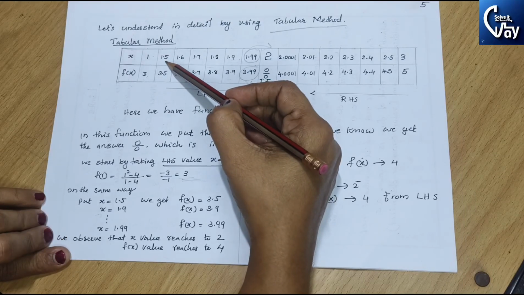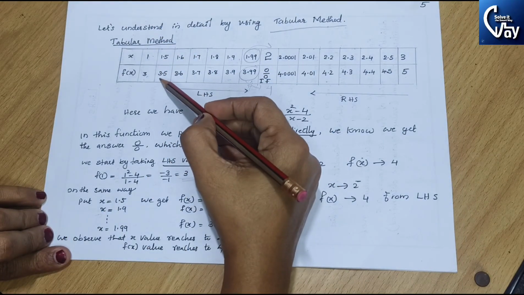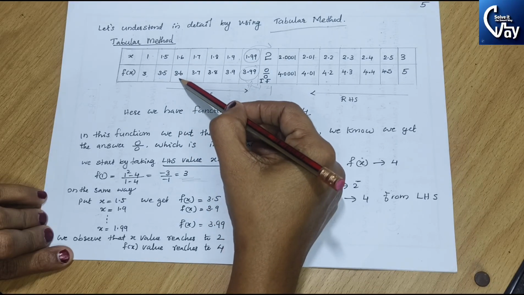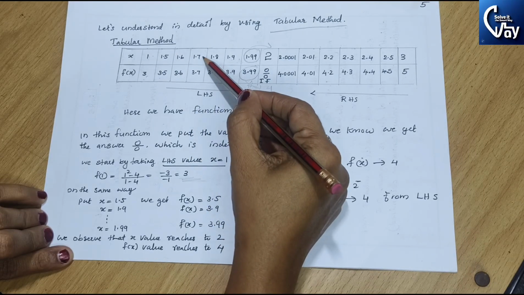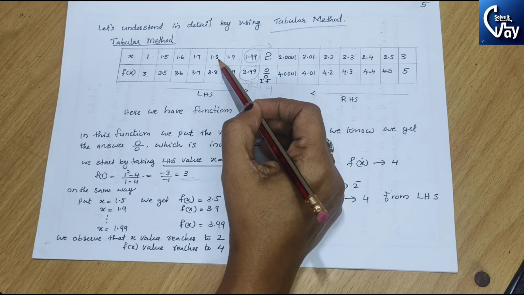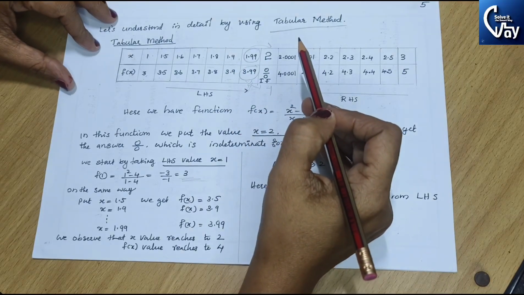Similarly, at x equal to 1.5, we substitute the values here, we get f of x equal to 3.5. At 1.6, f of x equals 3.6. X equal to 1.7, f of x equals 3.7. X equal to 1.8, f of x equals 3.8, etc. So, clear?